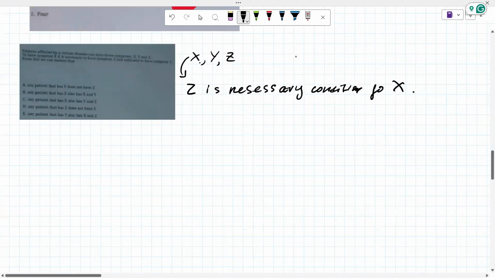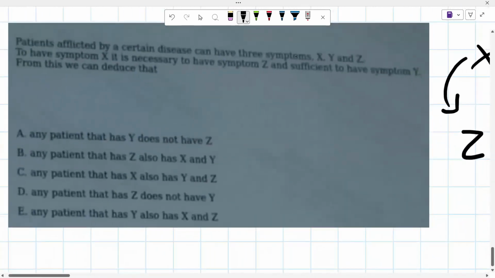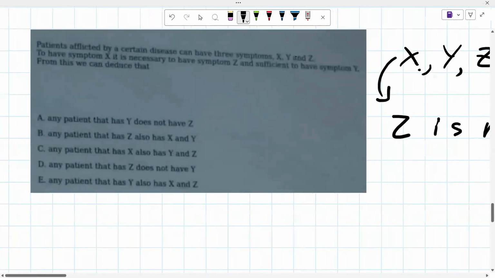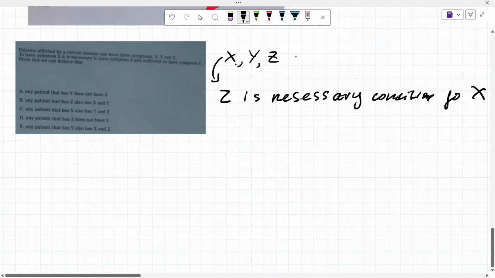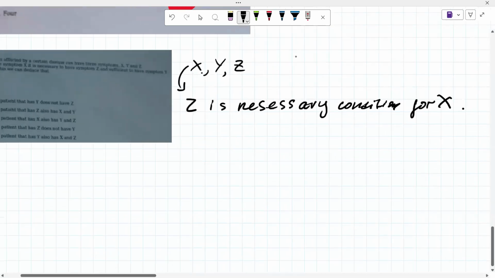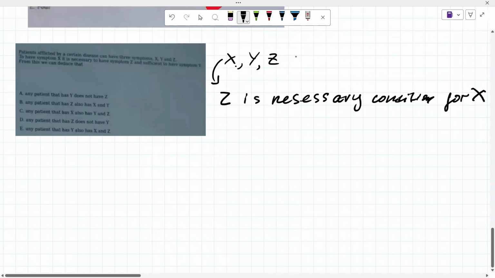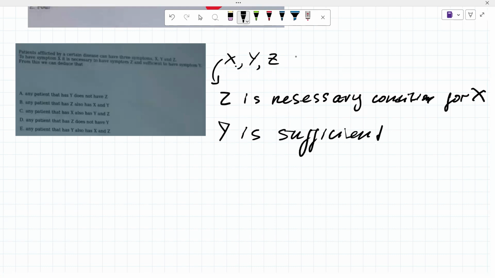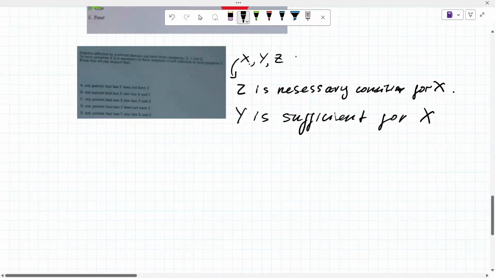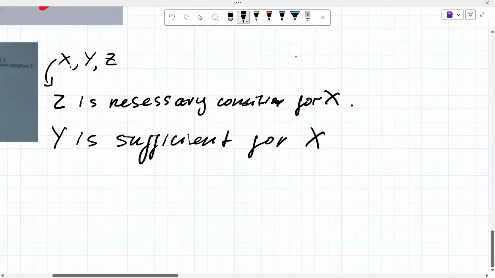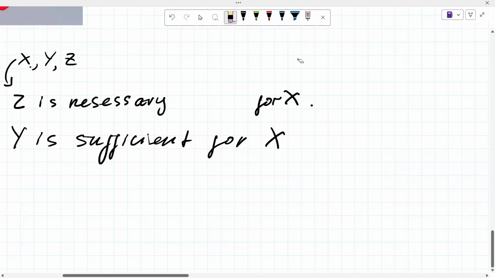Do you agree with me here? If you go back, it says to have symptom X, it is necessary to have symptom Z. So that is the necessary condition to have symptom X. Symptom Z is necessary for X. Second one, it says Y is sufficient for X. In this case, Y is the sufficient condition for X. The word sufficient, usually I replace with enough, and it's easier to associate with. In this case, Z is necessary for X.